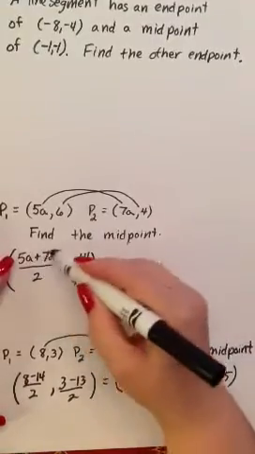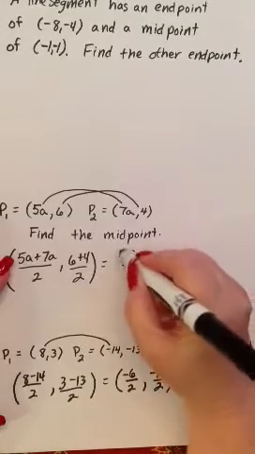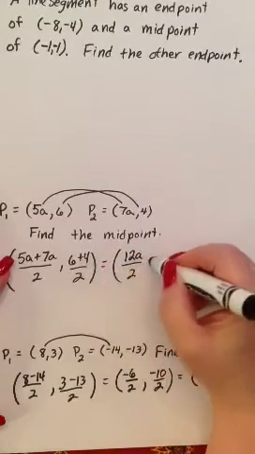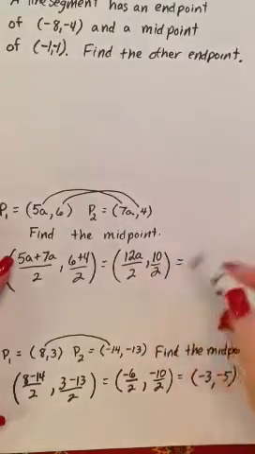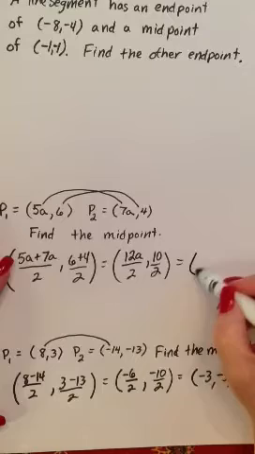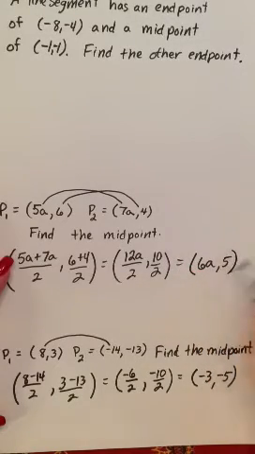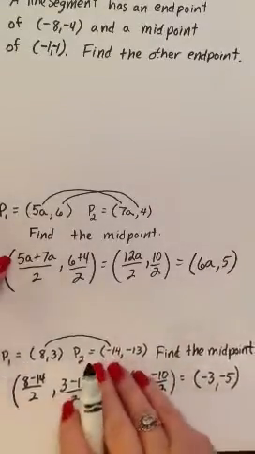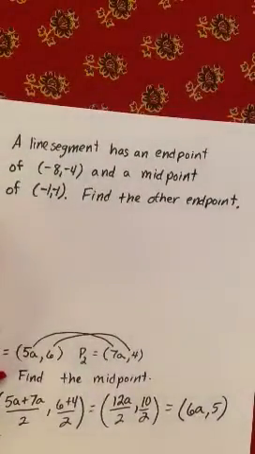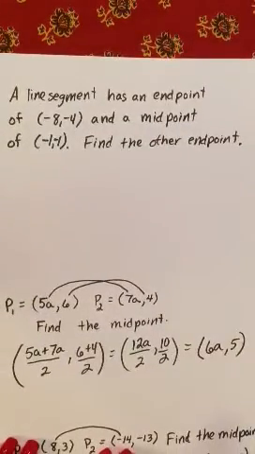Alright, so 5a plus 7a would give us 12a divided by 2, and 6 plus 4 over 2 would be 10 over 2. And then finally, 12a over 2 reduces to be 6a, and 10 over 2 is 5. So that would be our midpoint right there. Easy enough, right? Okay, let's look at this next problem. Let me make sure you can see it. Oh yeah, okay, right there.